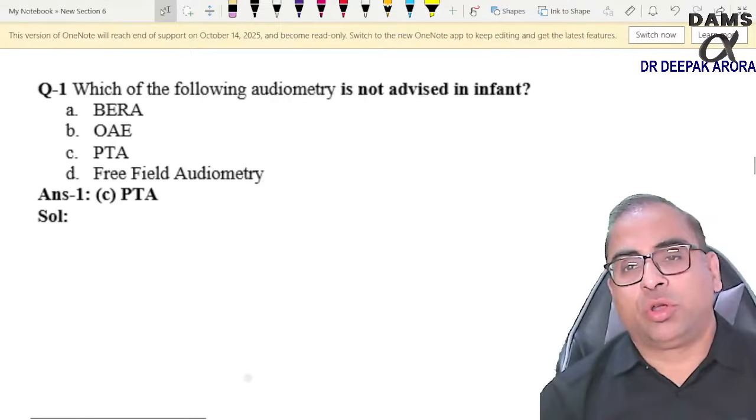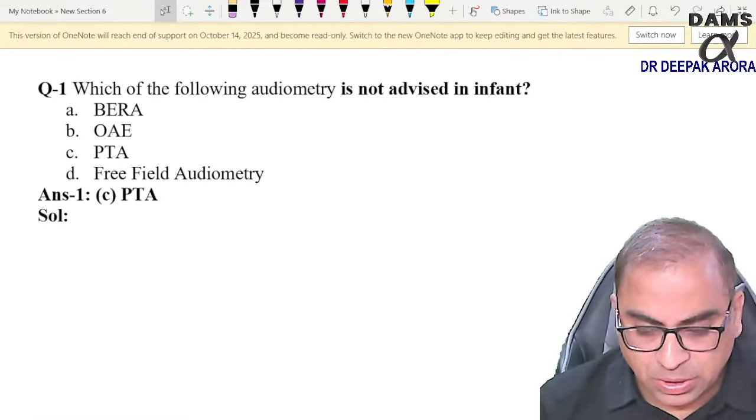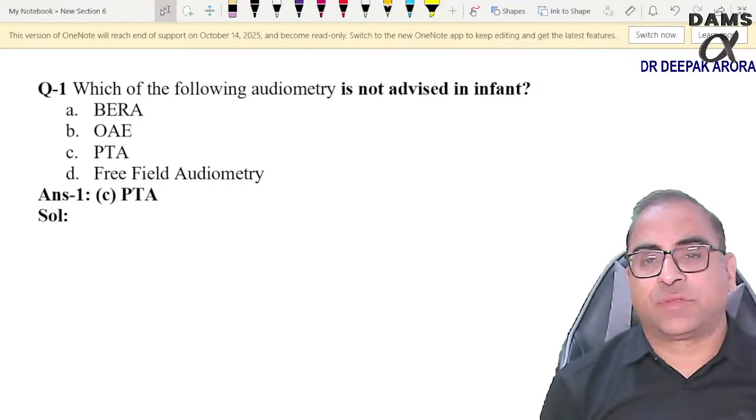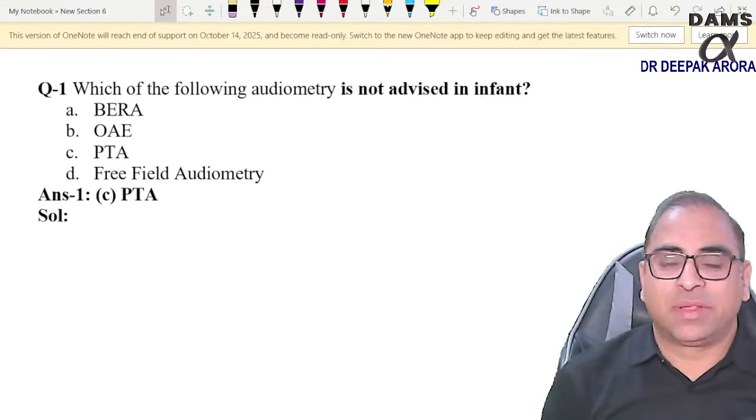Coming to the next MCQ. Thanks for all the updates in the chat box, beta. Let's make the session interactive. Which of the following audiometry is not advised in an infant?